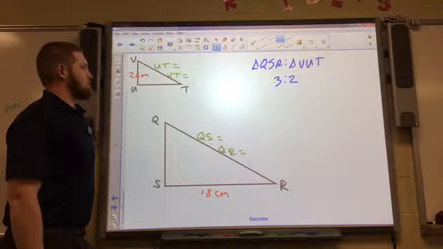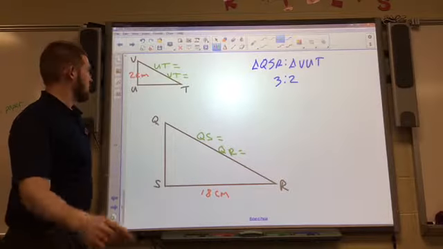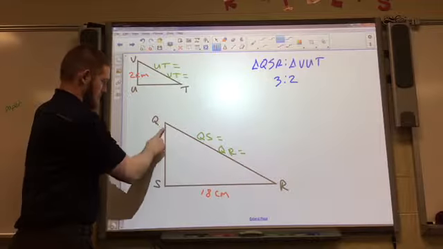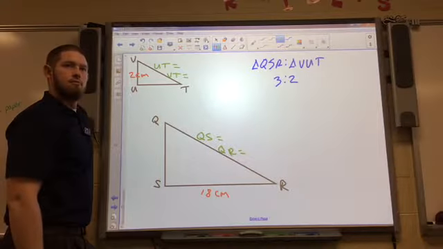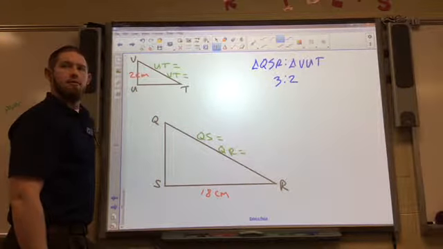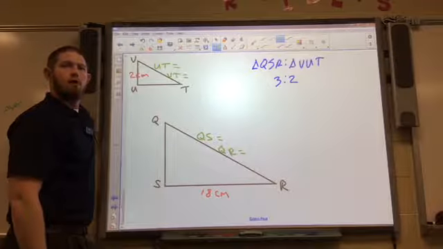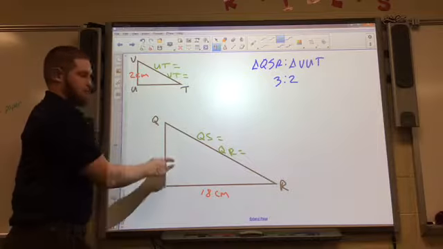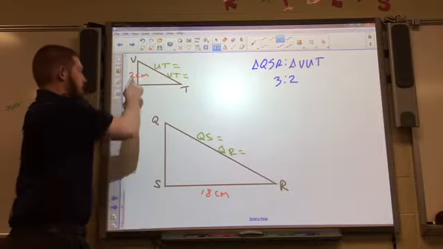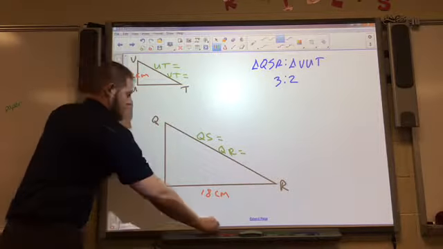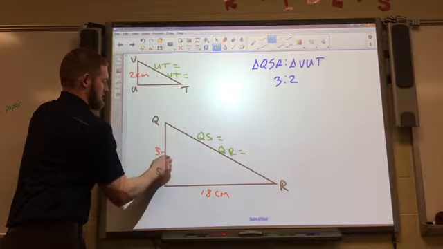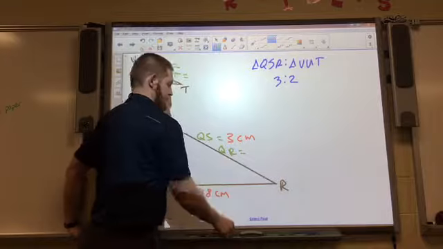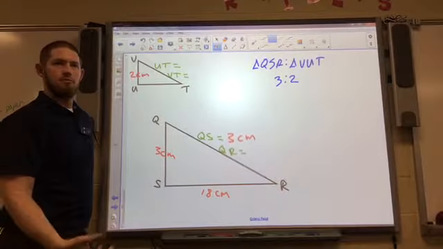Right. So my question for you, if that's 2, what's this? Why? Right, isn't my ratio 3 to 2? Big to small, right? 3 to 2. So if that's 2, that must be 3. This has to be 3 centimeters. So QS is 3 centimeters. Does that make sense, Taylor? Pretty obvious there, right?